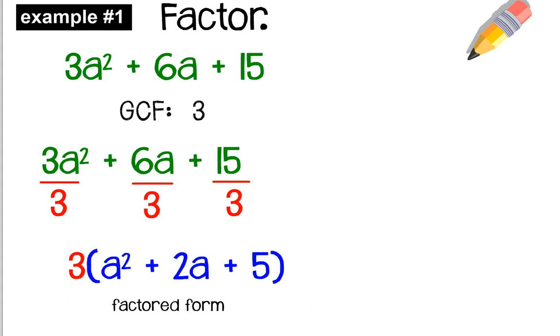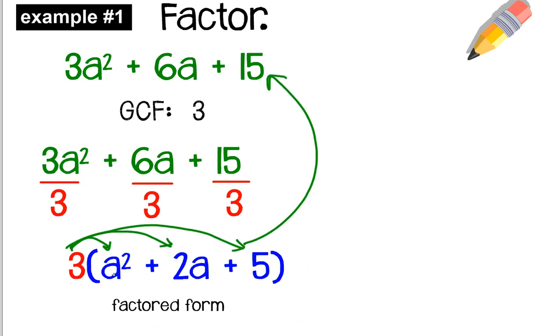If you were to distribute your two factors, you will get your original polynomial. 3 times a squared, 3a squared. 3 times 2a, 6a. 3 times 5, 15.